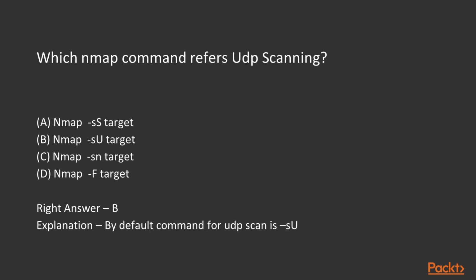Okay. Which Nmap command uses UDP scanning? So now it's kind of a pattern, right? So UDP means maybe it is using U inside the command. So I think B is our right answer. Nmap -sU space target. So B is the right answer. The default command for UDP is -sU.